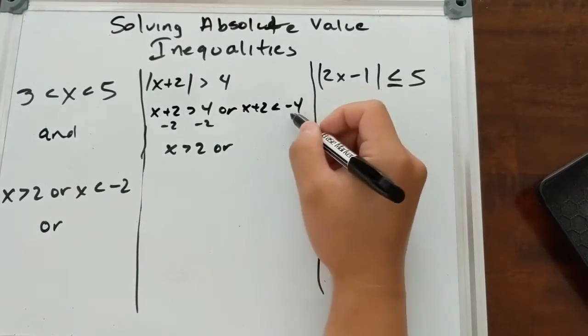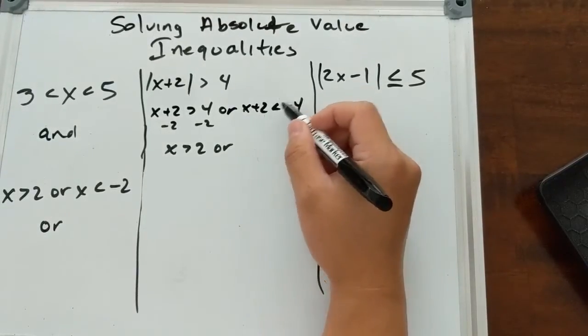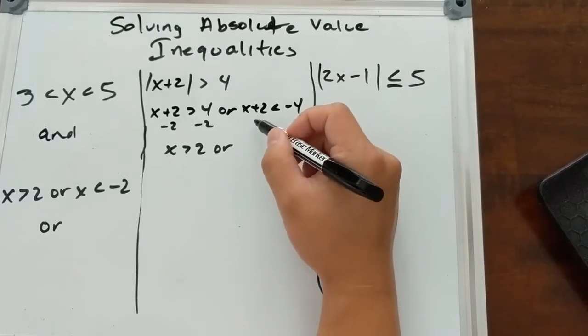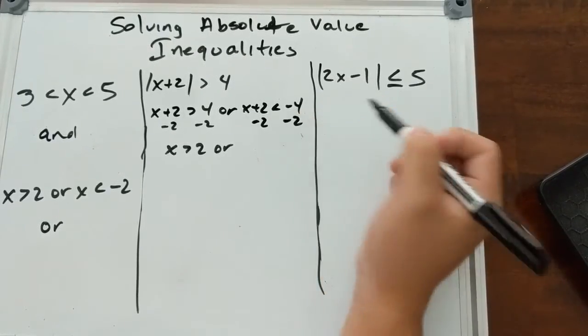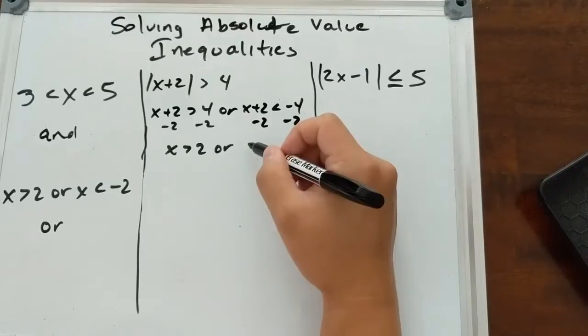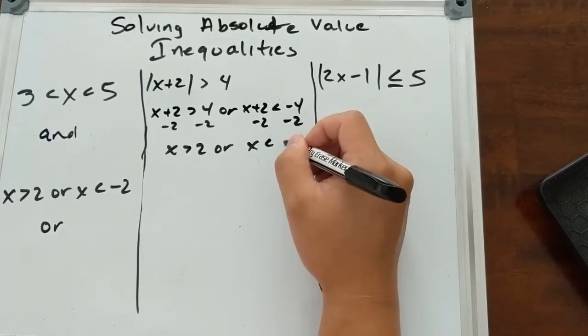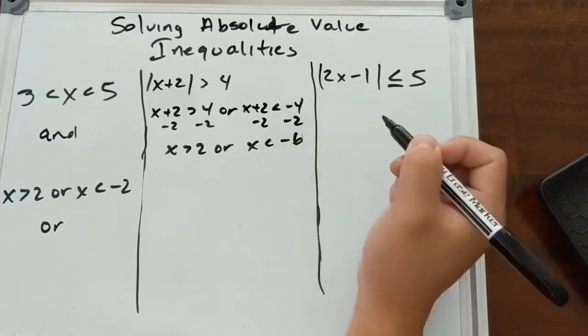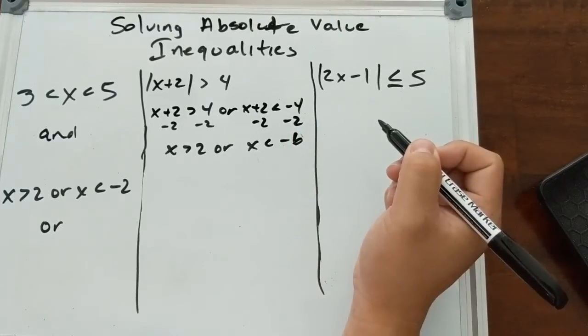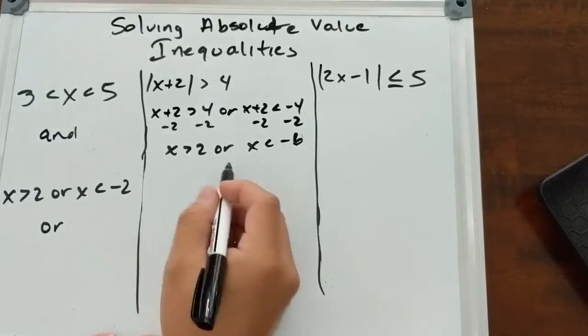And then again, I'm going to solve this one separately. So again, this says x plus 2 less than negative 4. How am I going to solve this? I'm going to go minus 2, minus 2. So this says x, and then negative 4 minus 2. Be careful. What is that going to give me? That's going to give me a negative 6. Okay? Now all I'm going to do is go ahead and graph this.